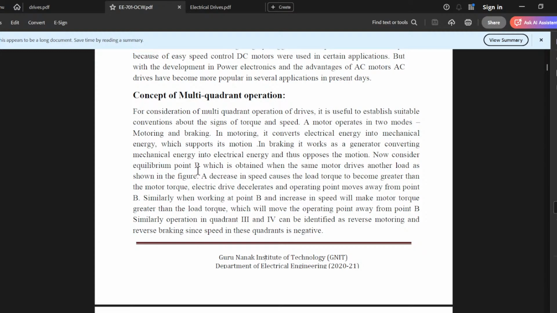A decrease in speed causes the load torque to become greater than the motor torque. Electric drive decelerates and operating points move away from point B.